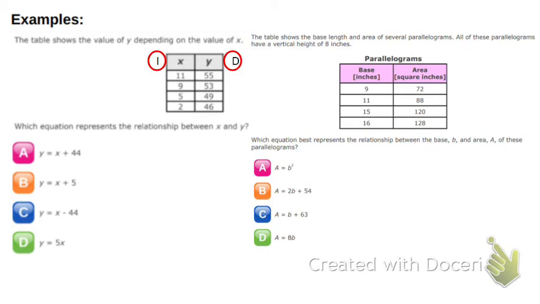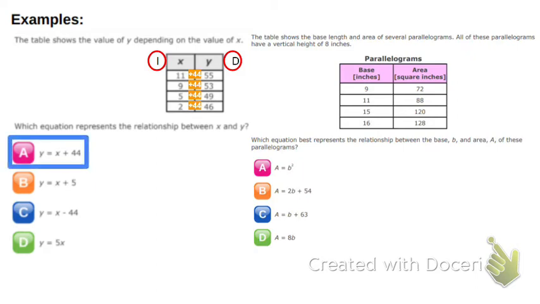So when I'm looking at this, I can tell that the rule will be plus 44 for each one of these. That is the only thing that fits every single row. So we're going to take our rule and apply that and write it in the equation. So the only one that has plus 44 in the proper equation would be A. Y equals x plus 44.